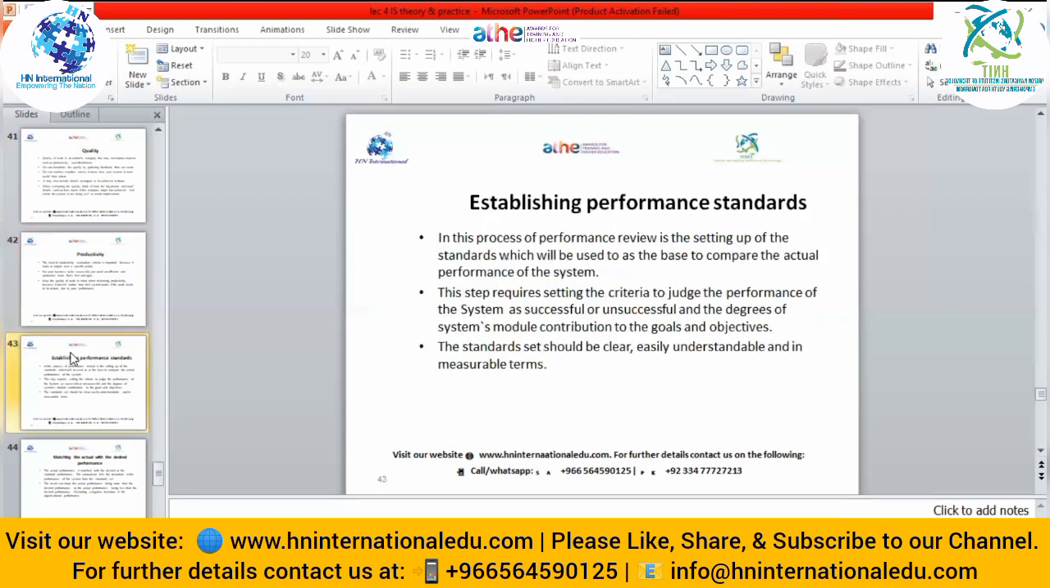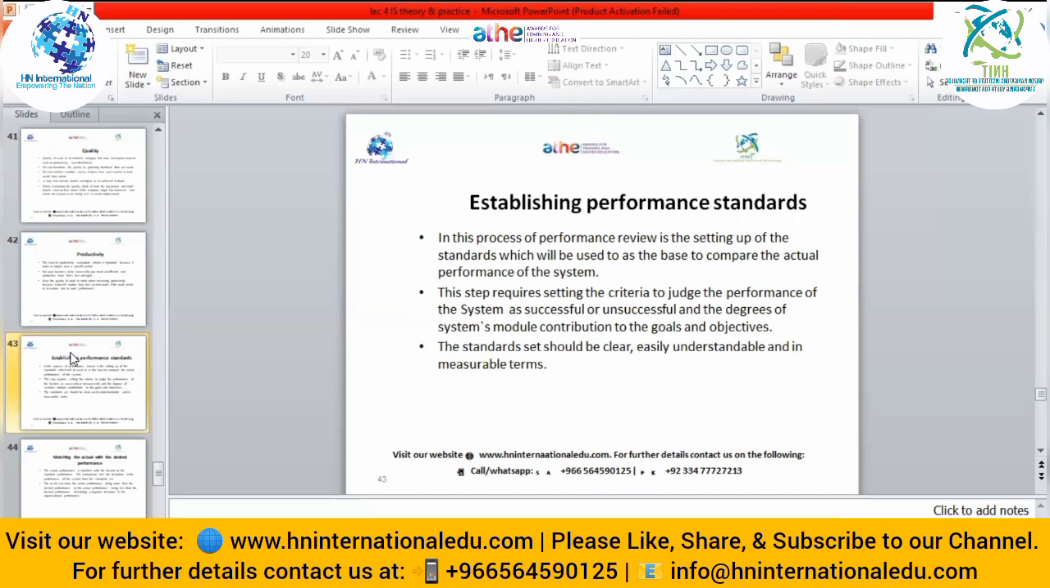Establishing performance standards: we have to set the standard, like our performance must be up to 80%, or we have to attain 90% results. So we have to set the standards. In this process, the performance review involves setting up the standards which will be used as the base to compare the actual performance of the system. This step requires setting the criteria to judge whether the performance of the system is successful or not successful.